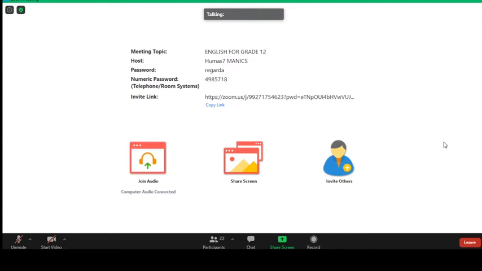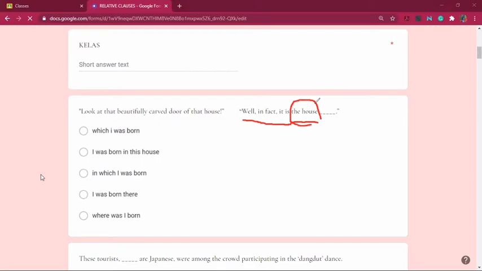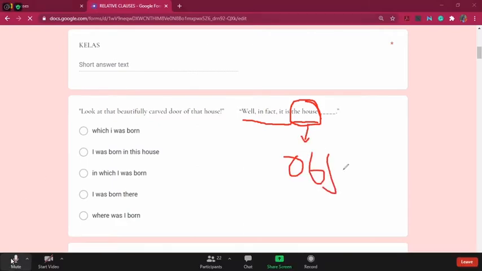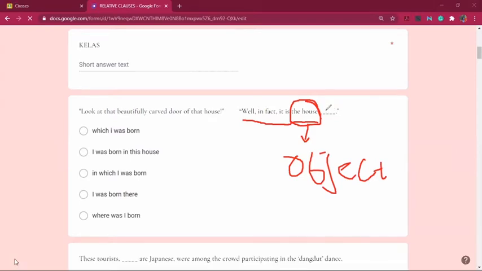So now we have this question again. Well, in fact, it is the house. So we have the house. I told you that a relative clause describes the noun. Now the house, this is a noun. What kind of noun is that? It's an object, not people. First of all, you have to decide whether this is a person or an object. And the house is an object. Correct. Then what kind of object is that? It's a place. Yeah, house is a place.